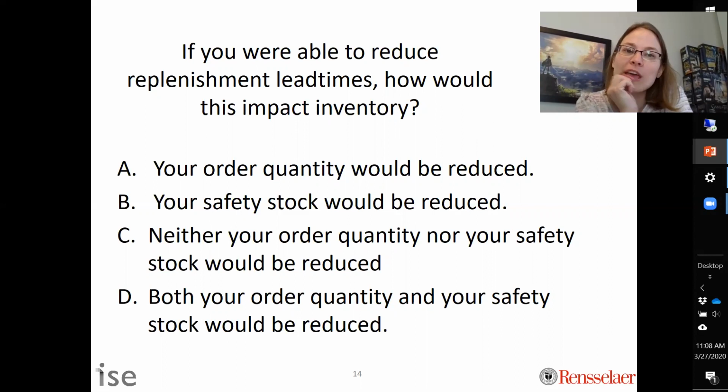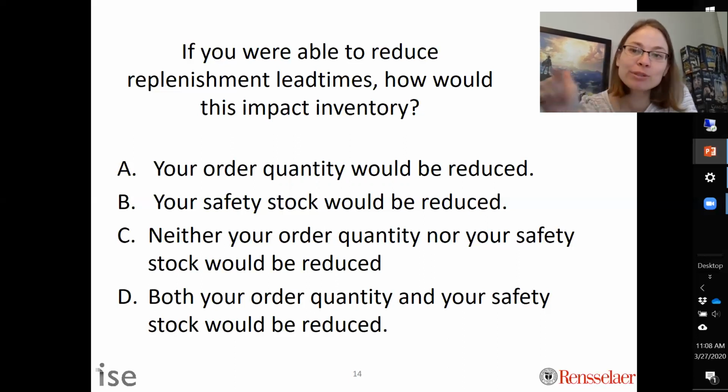All right, so if we're asking about reducing replenishment lead times, in terms of all the notation, that's L. And so if you look at part A, it asks about order quantity. So that's Q star. Does L show up in Q star? The answer is no. So it wouldn't reduce your order quantity. So A is not correct.